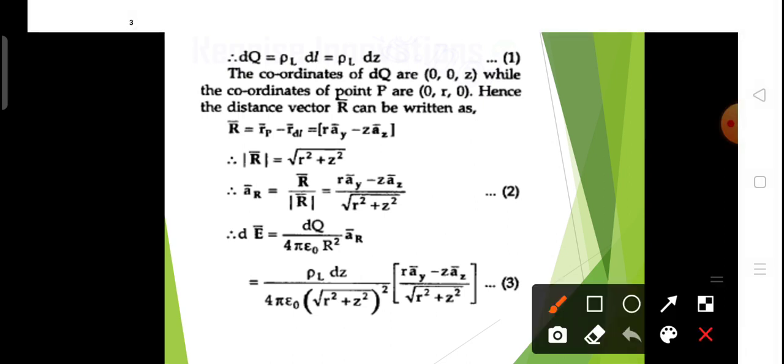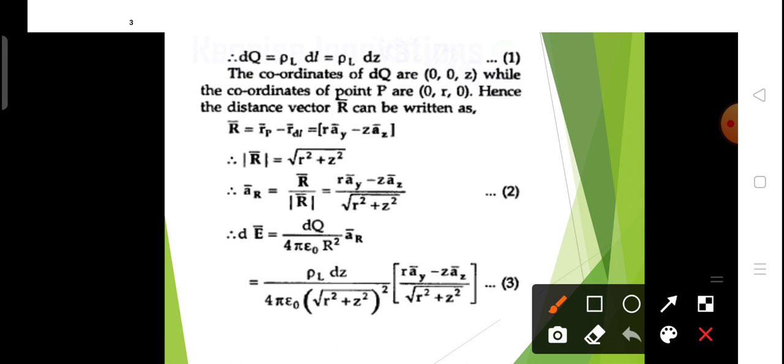Here the total charge dq is equal to rho L into dl. Rho L is nothing but line charge density. If we multiply the change in length and line charge density, we will get change in charge, that is dq. But dl is equal to dz. So we can write it as rho L into dz.